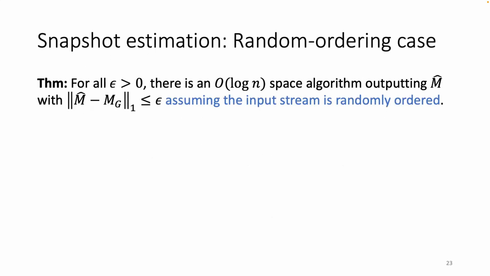Okay. The first special case that I want to talk about is that we can get these estimates of the snapshot in very small space, logarithmic space, under an additional assumption. This additional assumption is that the edges showing up in the stream are randomly ordered instead of adversarially ordered.